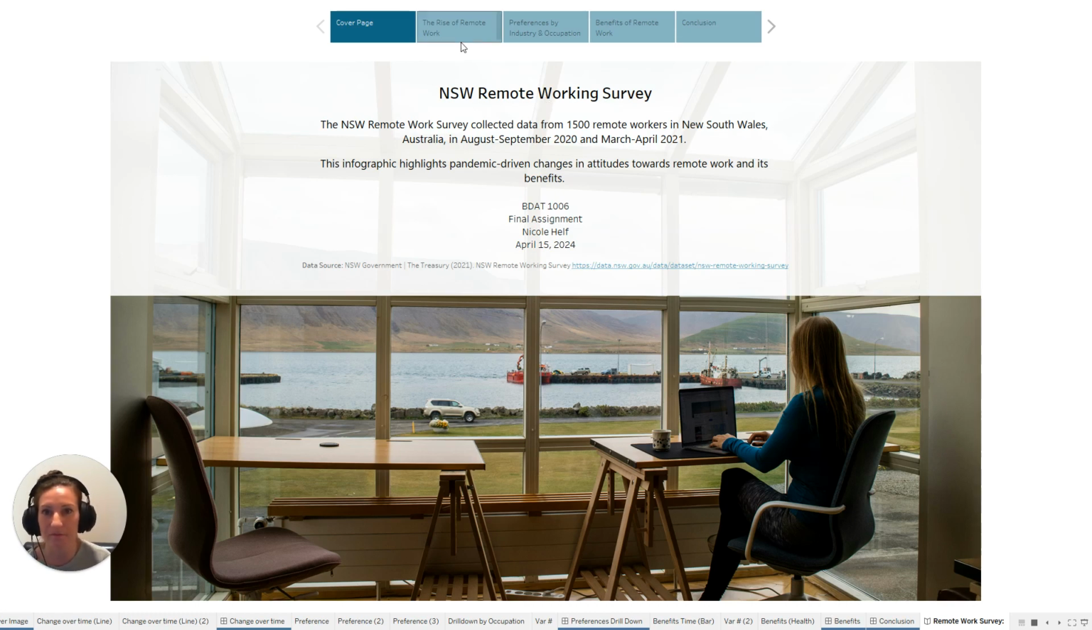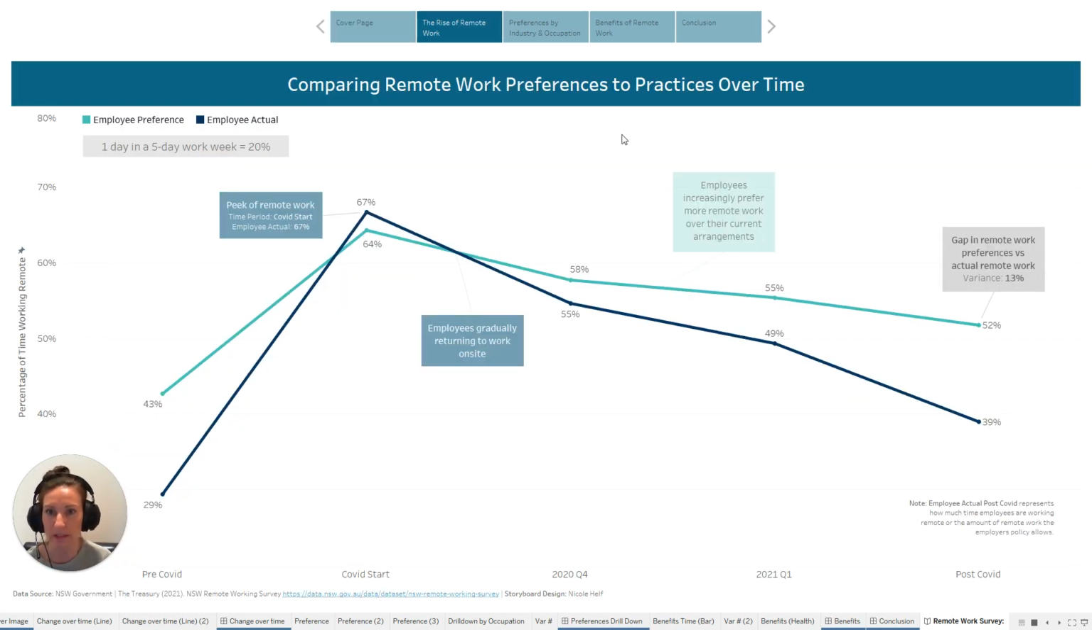So I'm going to get started. The first slide here, I wanted to show over a period of time the shift in remote work, and I'm comparing both remote work preferences from employees to the actual practices, meaning how much time they are actually spending working remote. You can read this as a percentage of time. To quantify it a little more, if we look at it as a 5-day work week, 1 day would represent 20%.